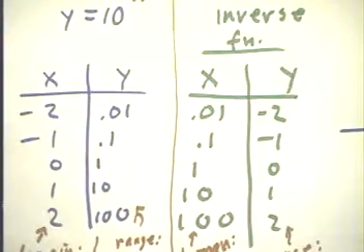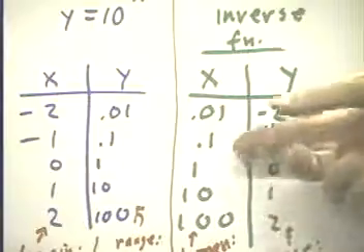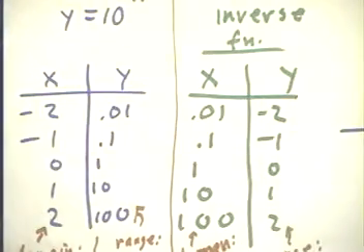You should pause the playback right now and sketch a graph of the 10 to the x function at these 3 points and the log function at these 3 points. And then we're going to look at the graph.